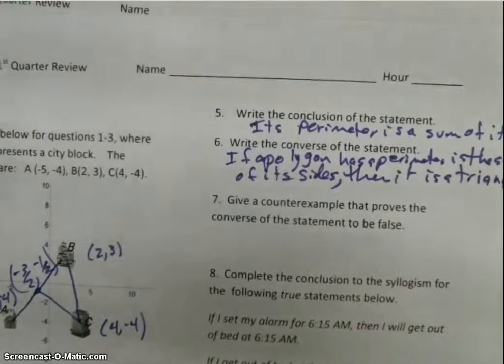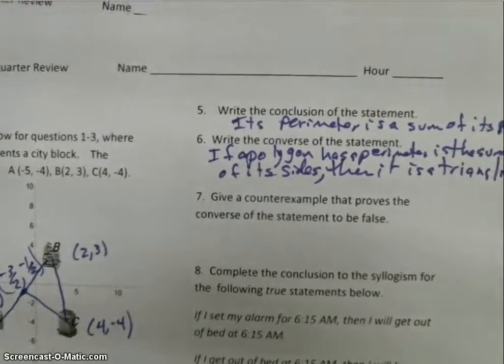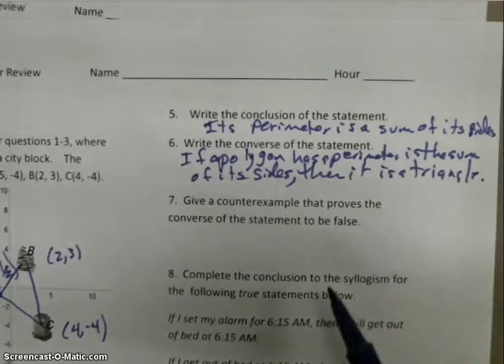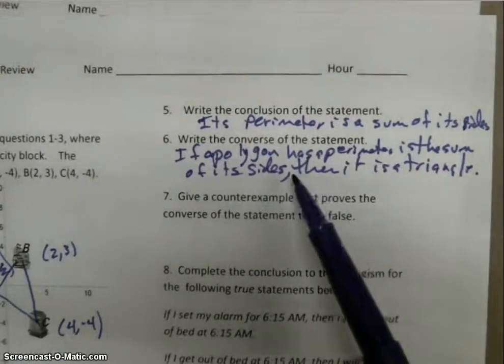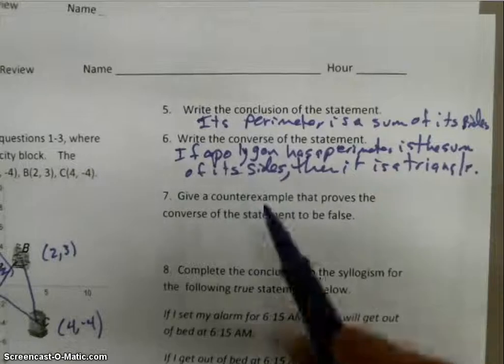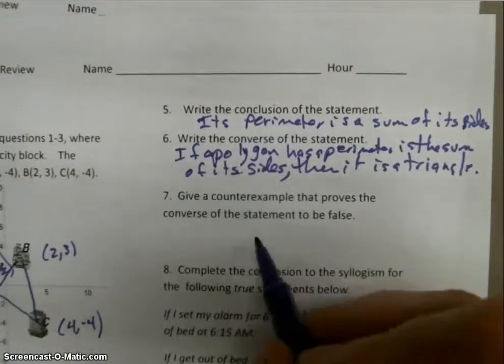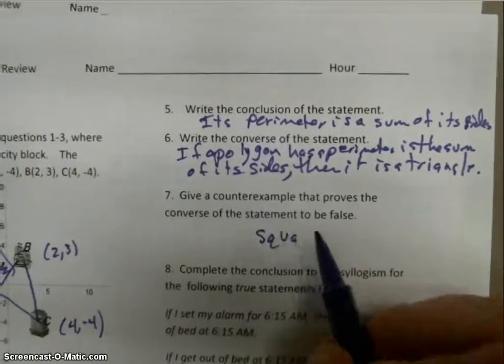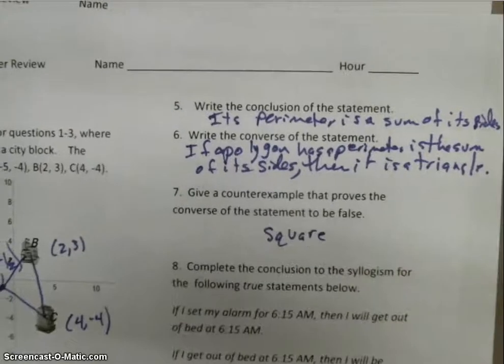Give a counterexample to prove that the converse is false. Notice that they say that the perimeter is the sum of its sides. If we would have said 3 sides, then it would be true, but since it just says sides, we can say a square, rectangle. Any other would be the counterexample to that.